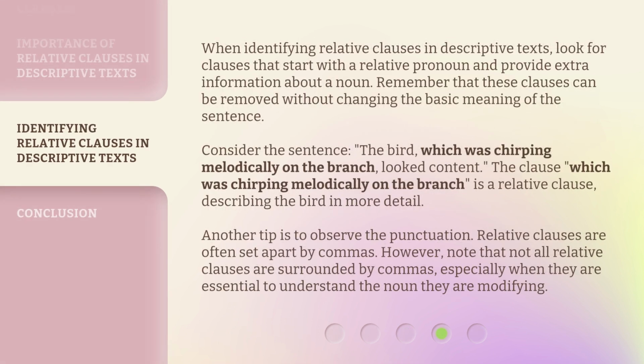When identifying relative clauses in descriptive texts, look for clauses that start with a relative pronoun and provide extra information about a noun. Remember that these clauses can be removed without changing the basic meaning of the sentence. Consider the sentence, "The bird, which was chirping melodically on the branch, looked content." The clause, "which was chirping melodically on the branch," is a relative clause, describing the bird in more detail.